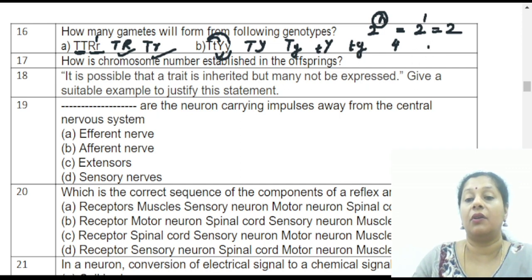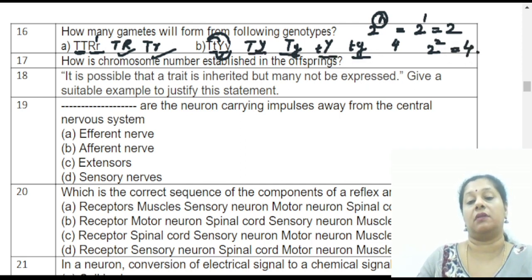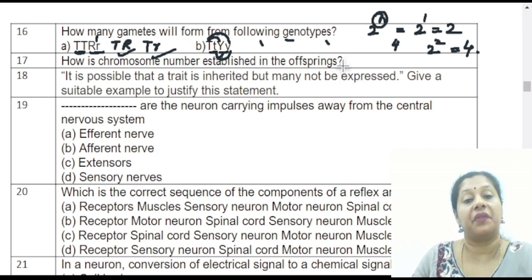Whereas the second one, 2 to the power of how many heterozygous? This is heterozygous, and here also heterozygous. So 2 to the power of 2, which is 4. So we are getting 1, 2, 3, 4. You can use this formula or directly write and find out.